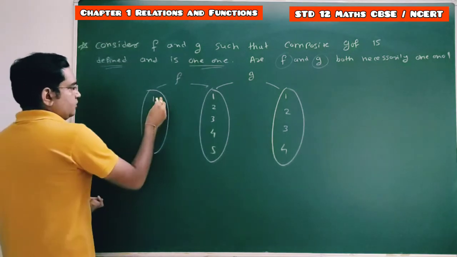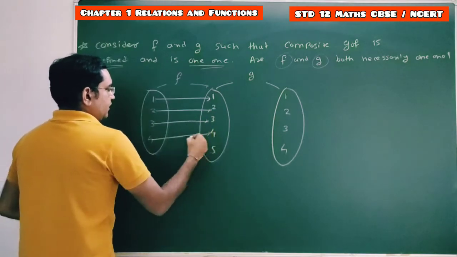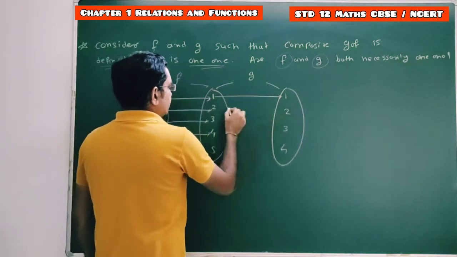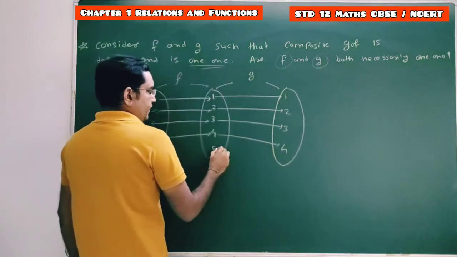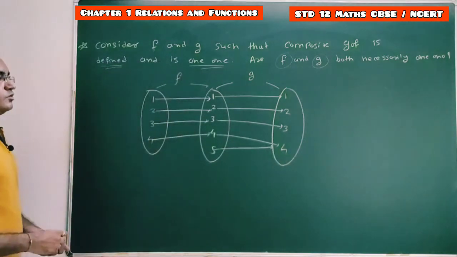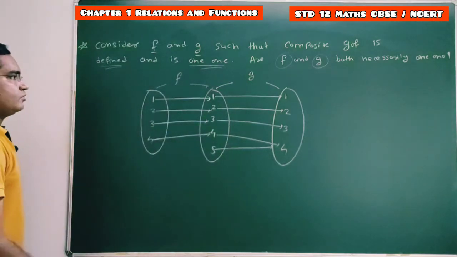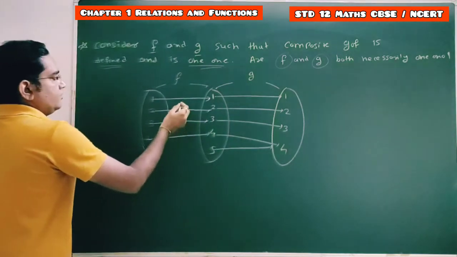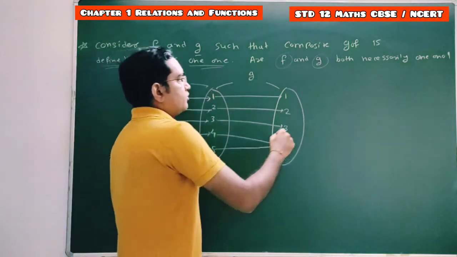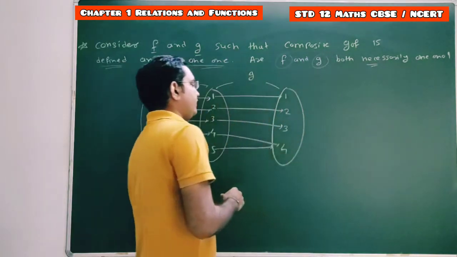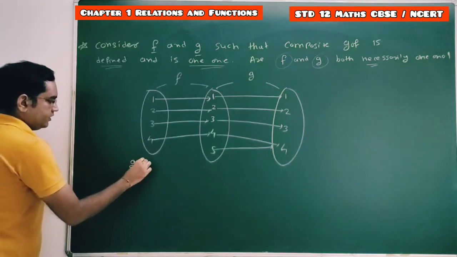Now the mapping is 1 with 1, 2 with 2, 3 with 3, and 4 with 4. Here 1 is with 1, 2 is with 2, 3 is with 3, 4 is with 4, and 5 is also with 4. So these are the given functions. Done. So here we have to check if this composite function GOF is 1-1, is it necessary that both the functions f and g are 1-1. So the given function GOF is a 1-1 function.